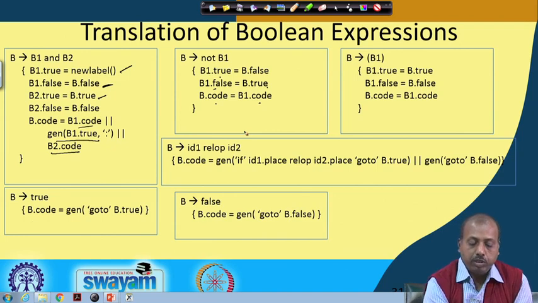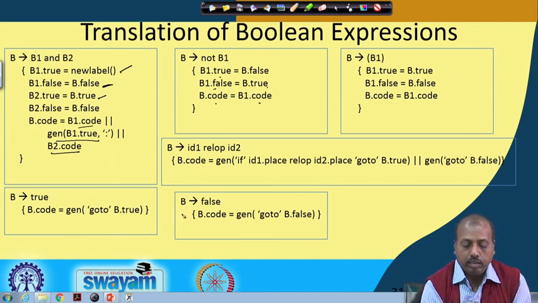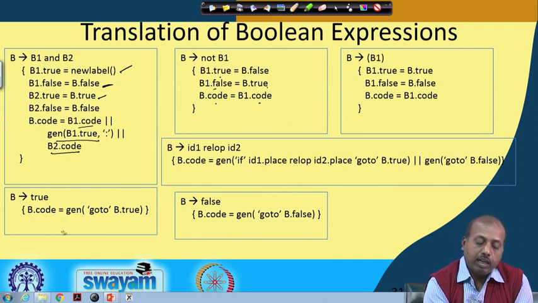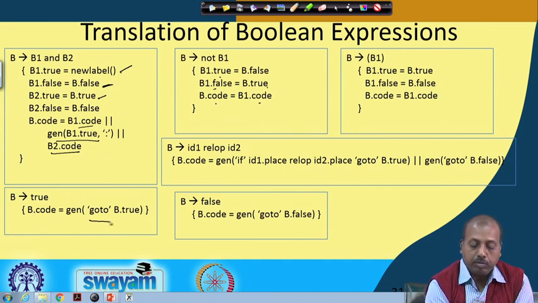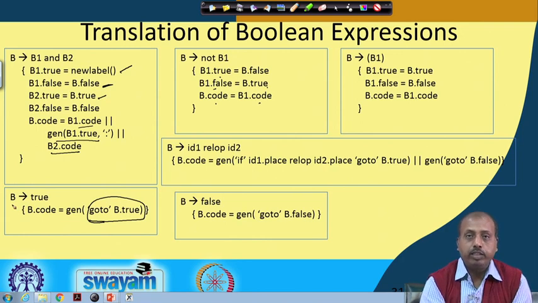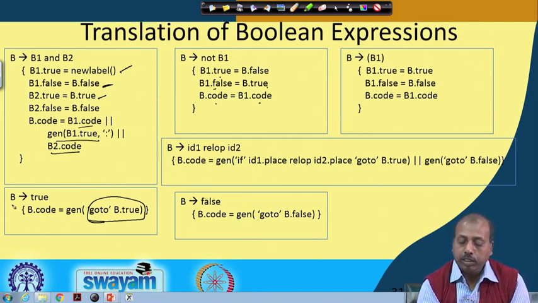So, this is B.code, it will generate a go to B.true. Then because we know it is definitely true, I do not have to evaluate anything. So, this particular line will be generated: go to B.true. B.true is already known, the target is known, so it will go there.